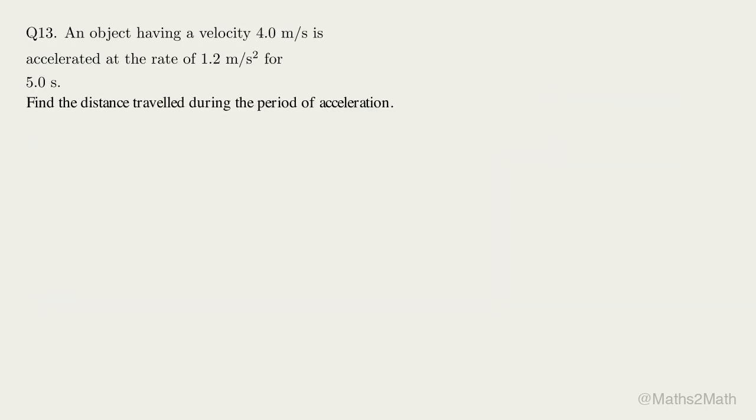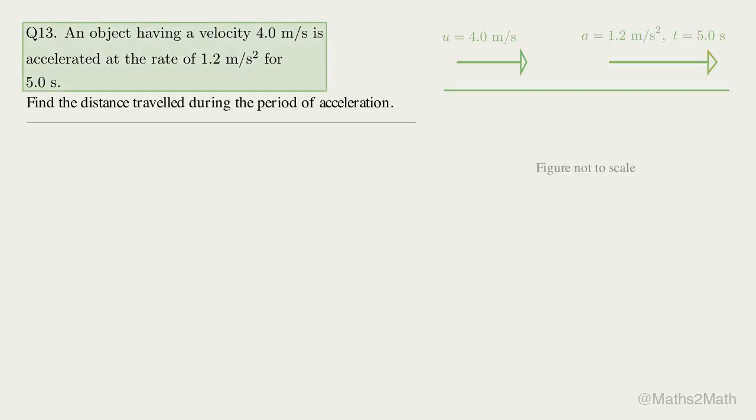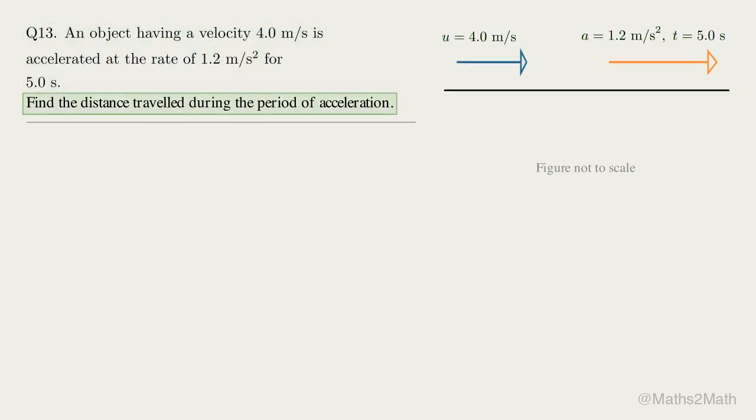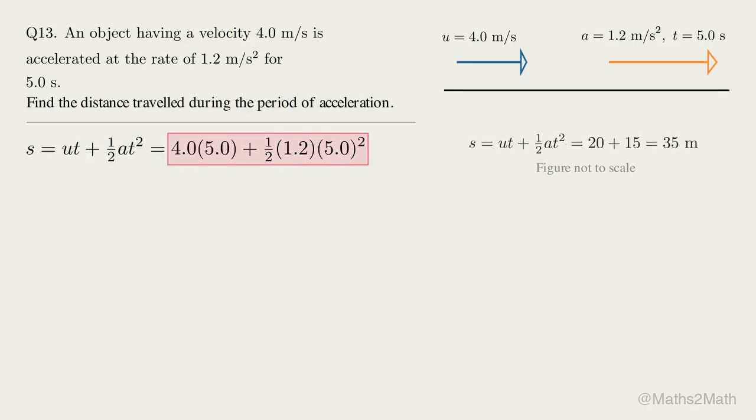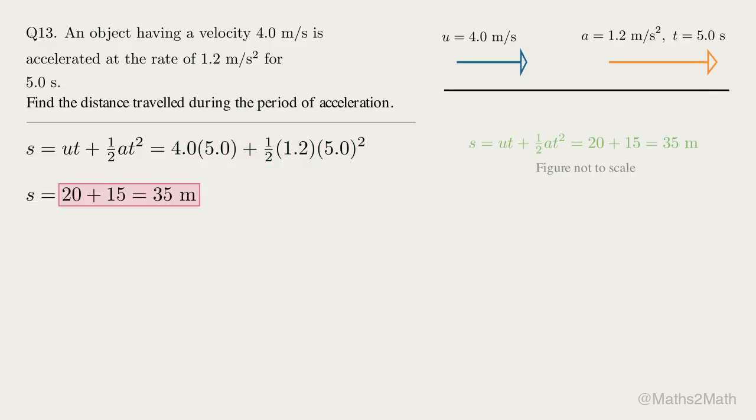Question 13. An object moving at 4 meters per second is accelerated at 1.2 meters per second squared for 5 seconds. What does this mean? Constant acceleration with a running start. Use s equals ut plus half a t squared. Substitute u equal 4, a equal 1.2, t equal 5 into the distance formula. That is 20 plus 15. The object covers 35 meters.